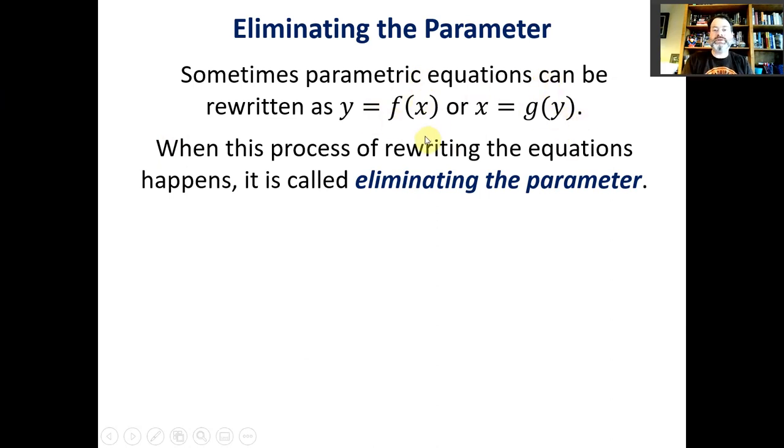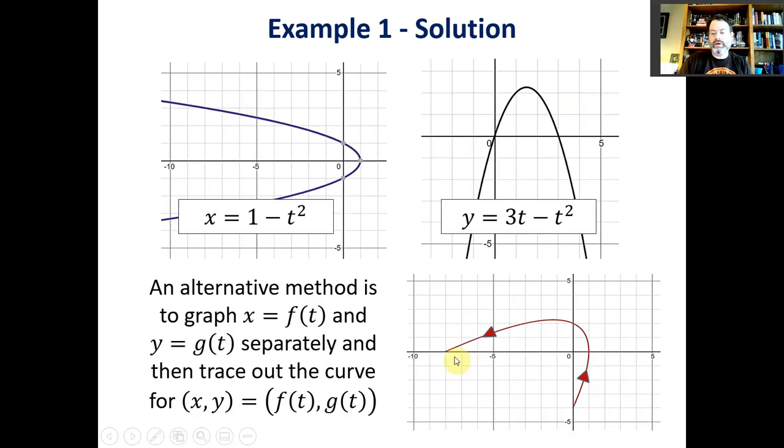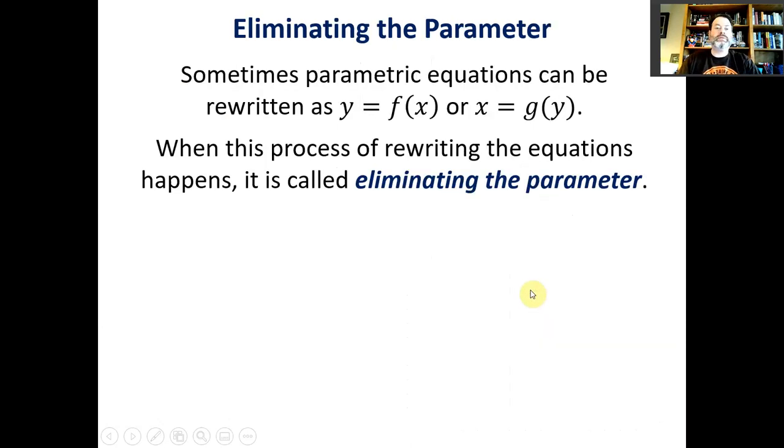So the first problem we saw, example 1, you're not able to eliminate the parameter because it's not a function of x or y, right? If you go back and look at this, it fails the vertical line test and the horizontal line test. So it's a function of t, but it's not a function of x or y. The rest of the problems we're going to see, at least the next two, we can eliminate a parameter.